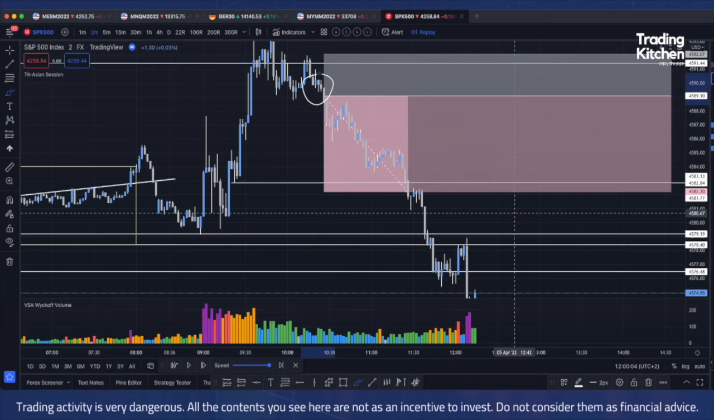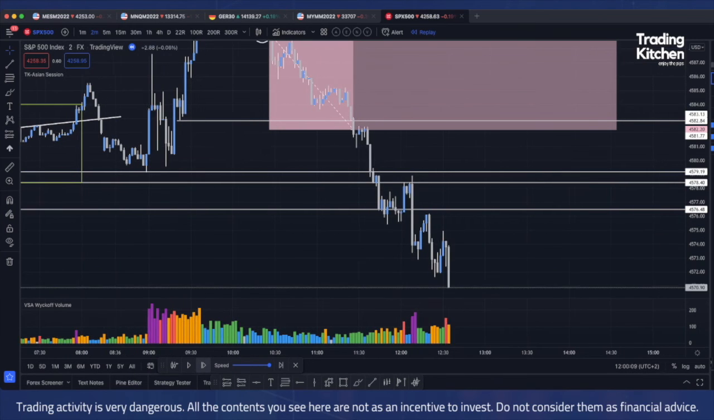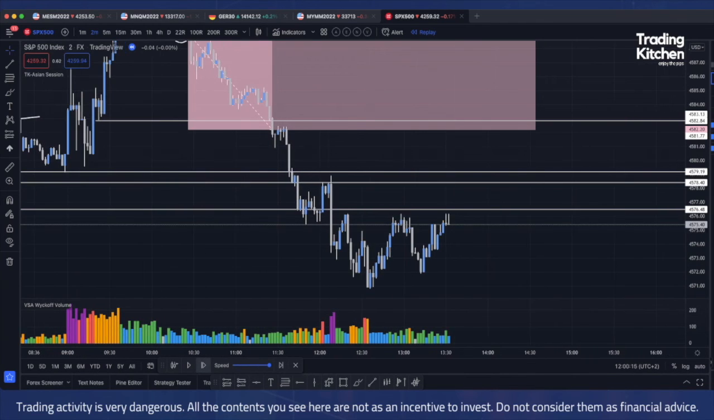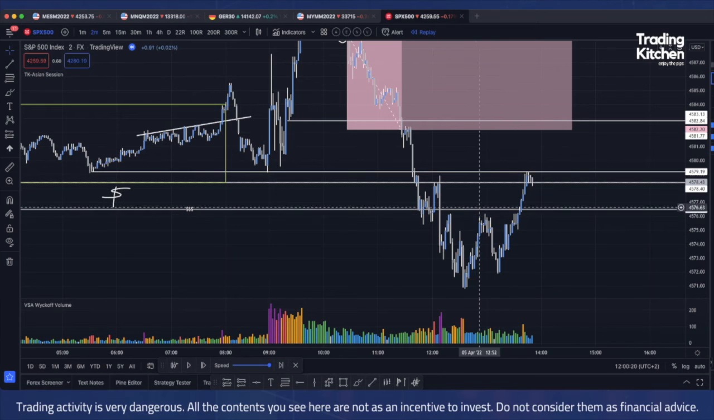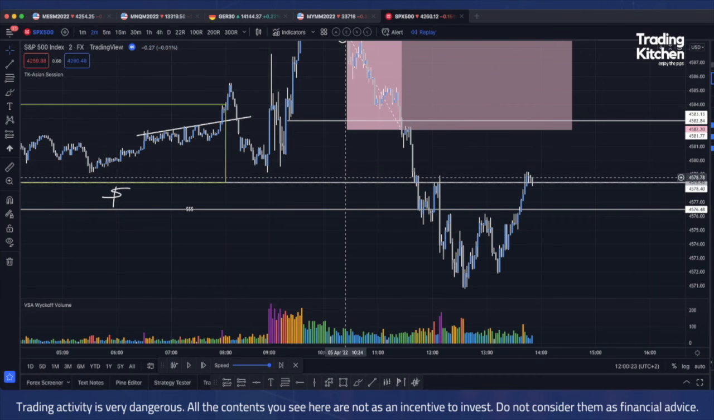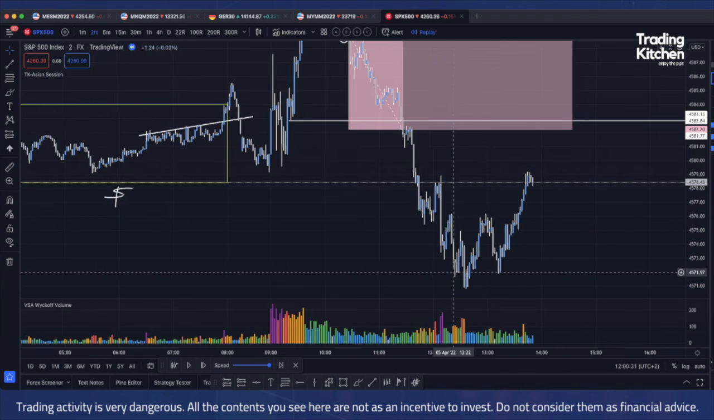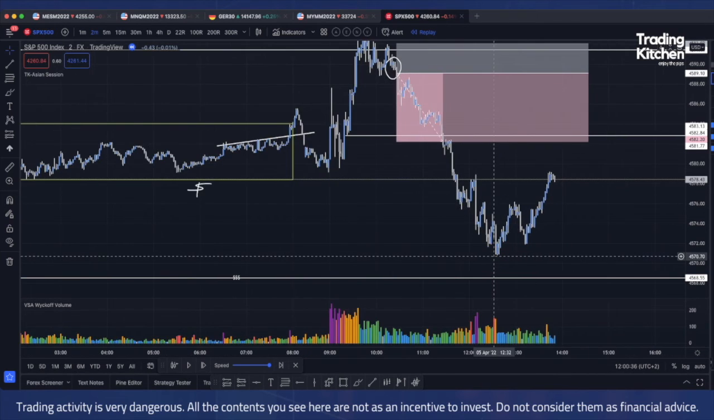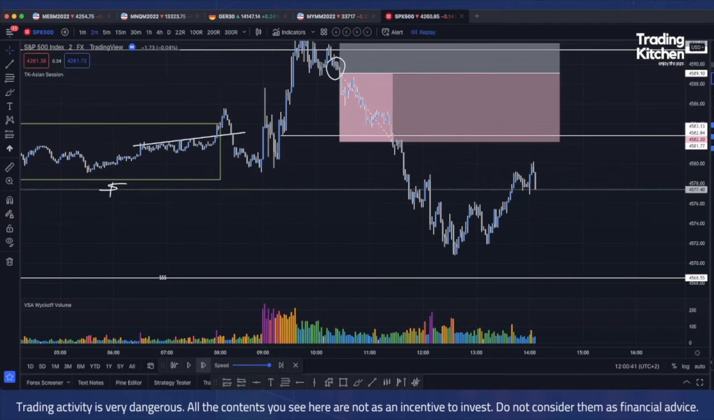So let's see what's happened. No, nothing to do yet. Okay, now we have two. We can delete this one. We have a clear change of the structure, but there is no liquidity here, so I will not go long. I wait for the price to reach that zone to go eventually short.